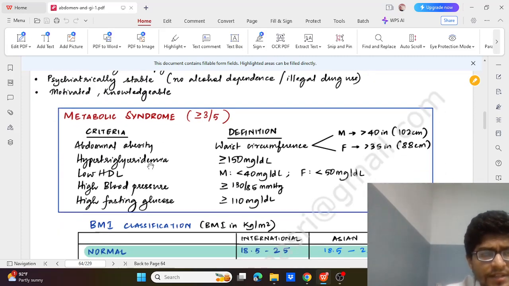Now, what is the criteria for metabolic syndrome? Abdominal obesity: waist circumference in male more than 40 inch, in female more than 35 inch; hypertriglyceridemia more than 150 mg per dl; low HDL, less than 40 in male, less than 50 in female; high blood pressure, more than 130 by 85 mm of Hg; high fasting glucose, more than 110. So if three or more criteria are present, then it is metabolic syndrome.